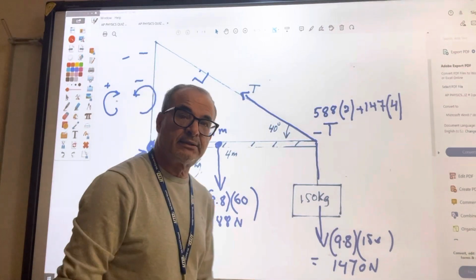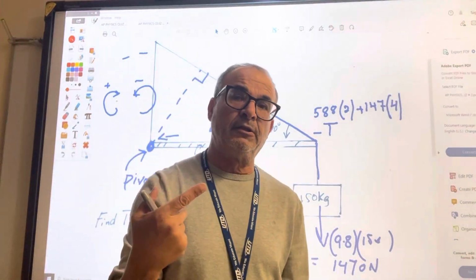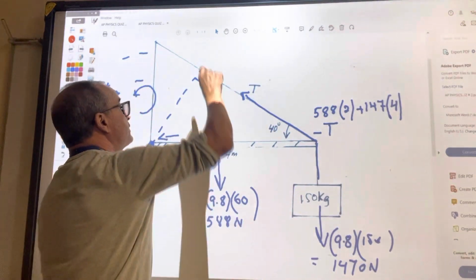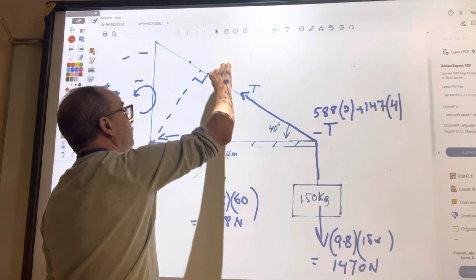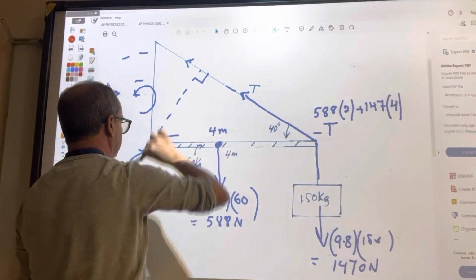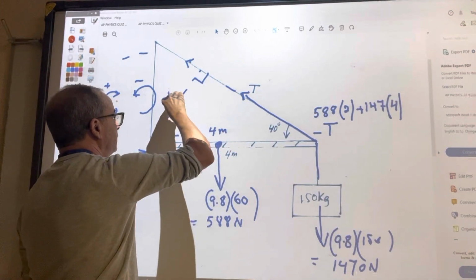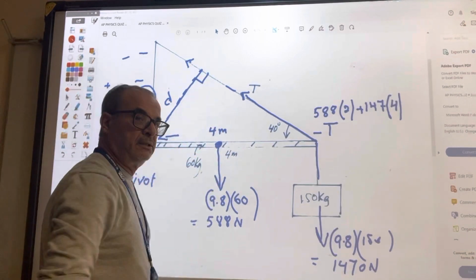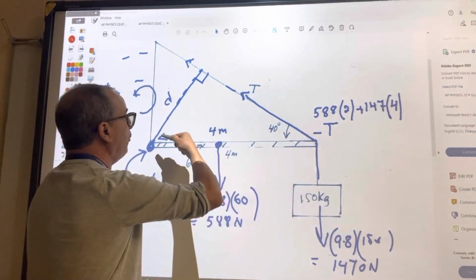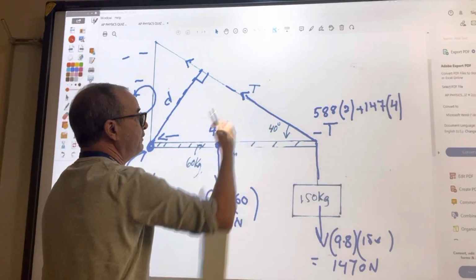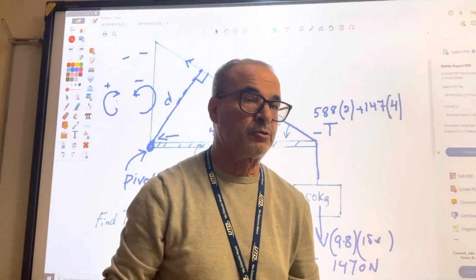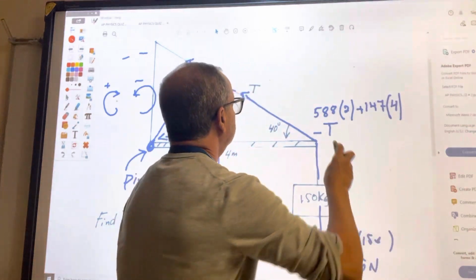Now, what is the distance from the line of action of the tension T to the pivot? 2 meters? No, this is T, this is the line of action, right? Now, the distance is the perpendicular from the pivot to the line of action, right here. So how much is that distance? If the hypotenuse is 4, and this is a 90-degree angle, and we have the T. Because some of you might still have problems with trigonometry, let me put it aside.